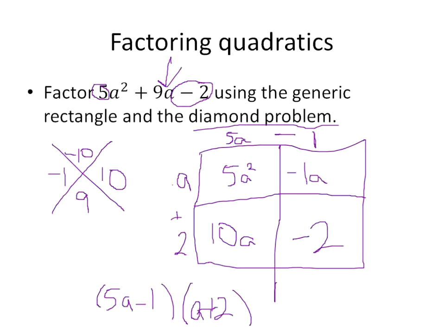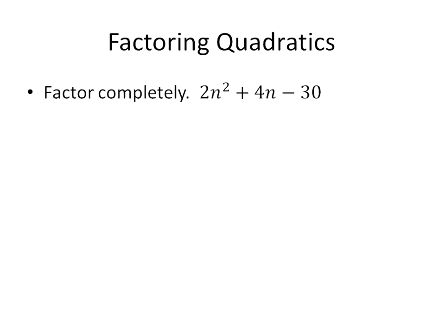Okay? Are you starting to feel a little more comfortable with this? Hopefully starting to feel a little more comfortable with this, because we're going to try another one. Okay, let's try that one. What's the first thing we have to do? The negative 30 times the 2. What are you going to do with that? Put it in the column on the top.